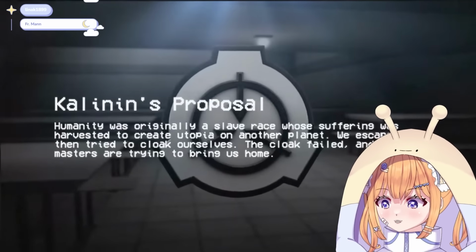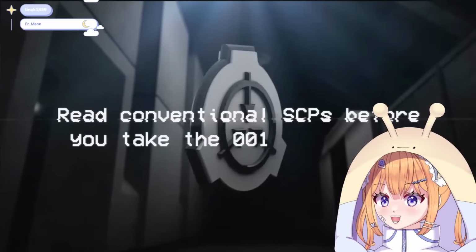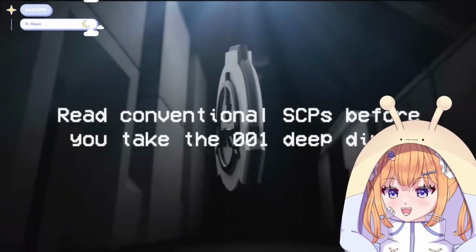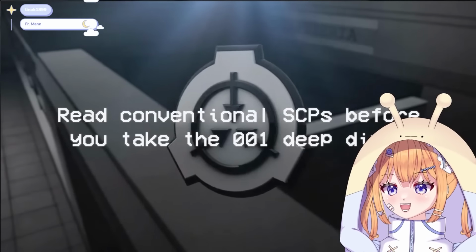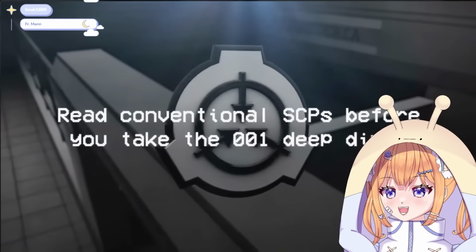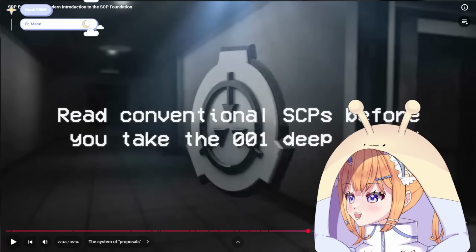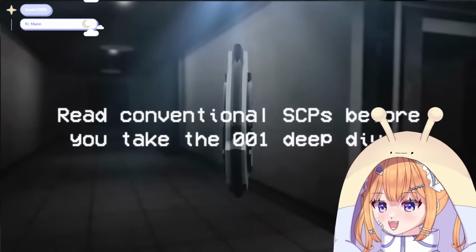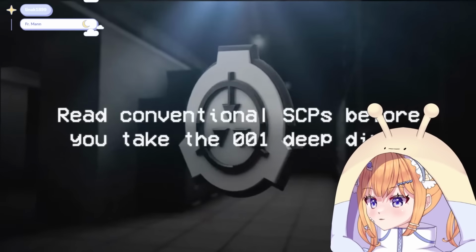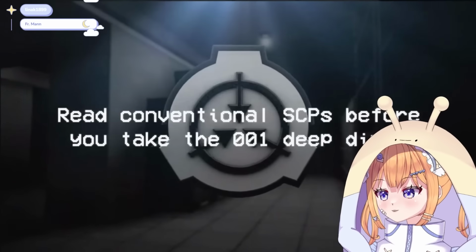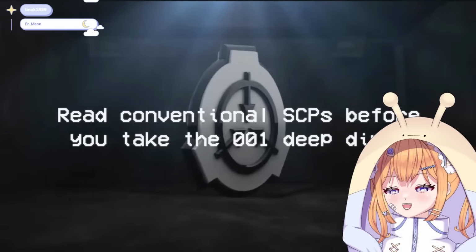Our masters? It's my personal suggestion that you don't start with SCP-1. The proposals are usually quite complex and require some knowledge of Foundation lore. Though it's very interesting. Oh my god. It is either played with, expanded on, or subverted. Read conventional SCPs before you take the number 1 deep dive. But I understand.